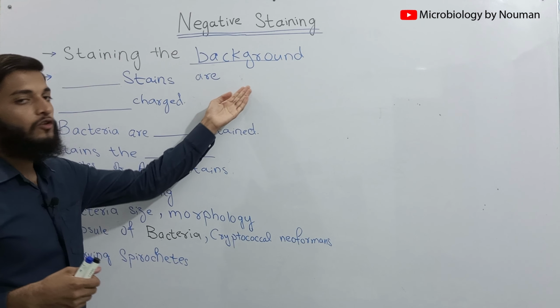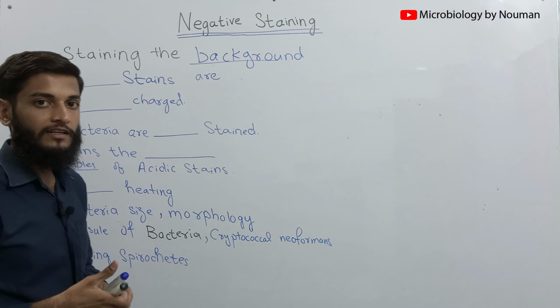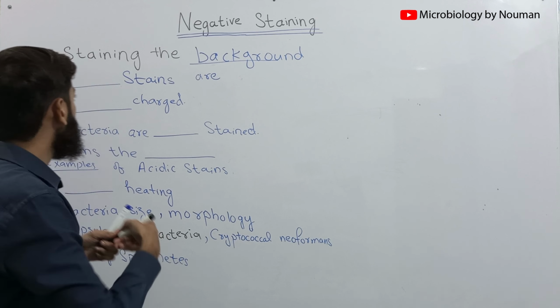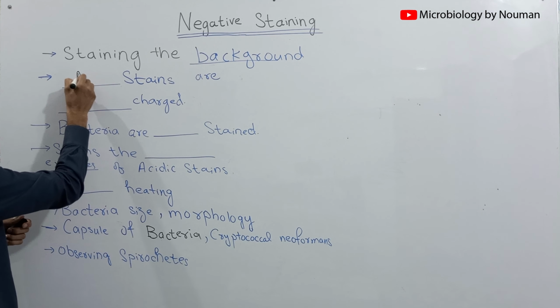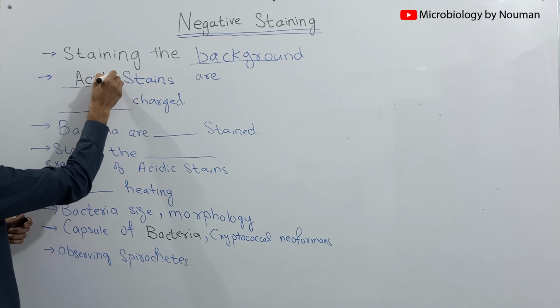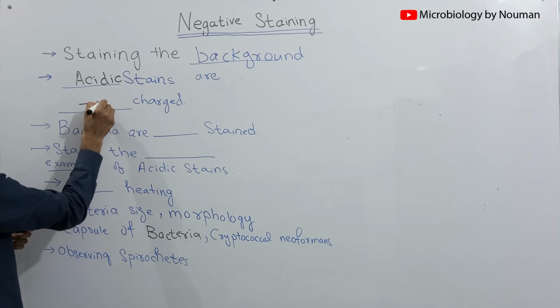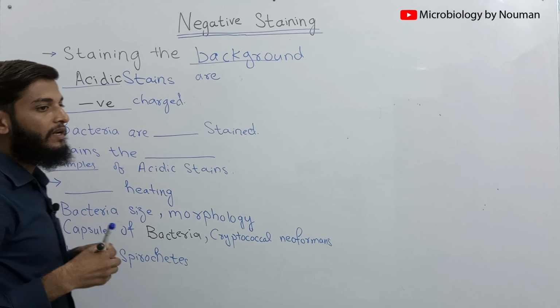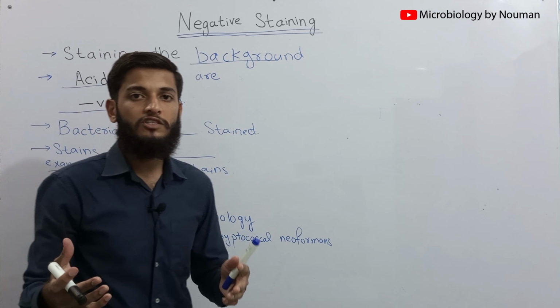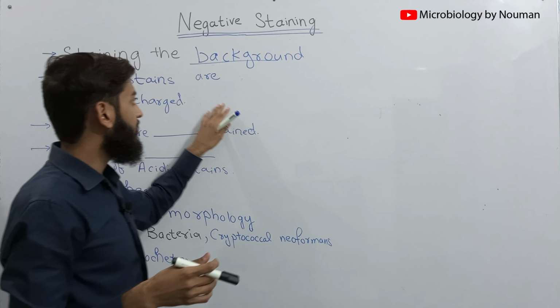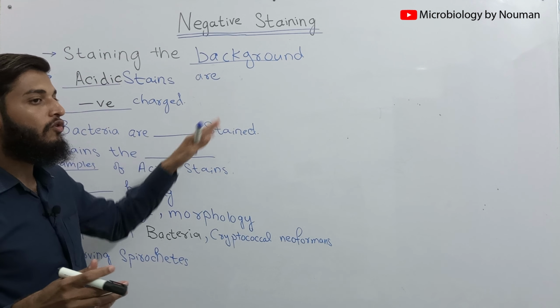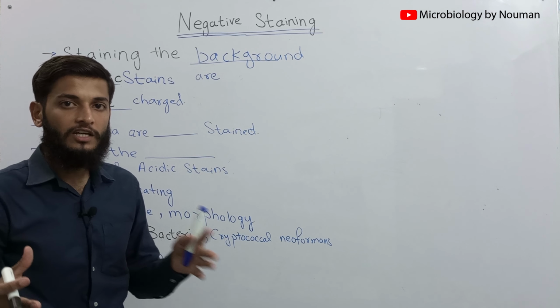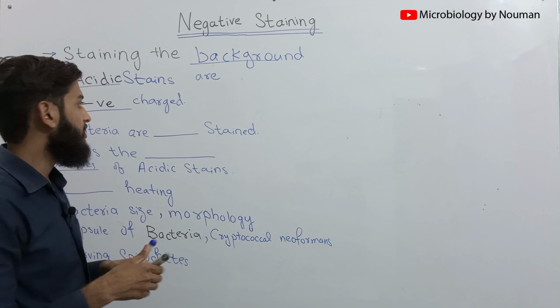In this method, we use acidic stains that contain a negative charge on them. Due to repulsion between bacteria having a negative charge and a stain also containing a negative charge, there will be repulsion between the charges and the bacteria cannot be stained.